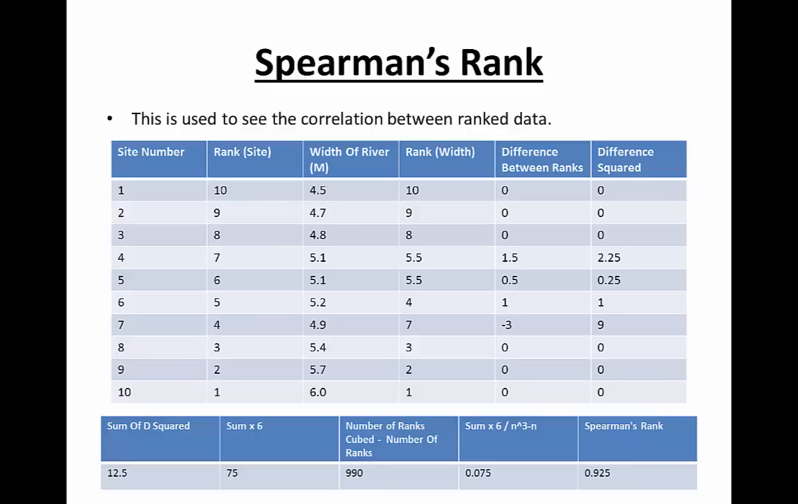However, we're not done there because we have to subtract that number from 1. So we do 1 minus 0.75, which will give us our Spearman's rank of 0.925. And that is what our Spearman's rank is.